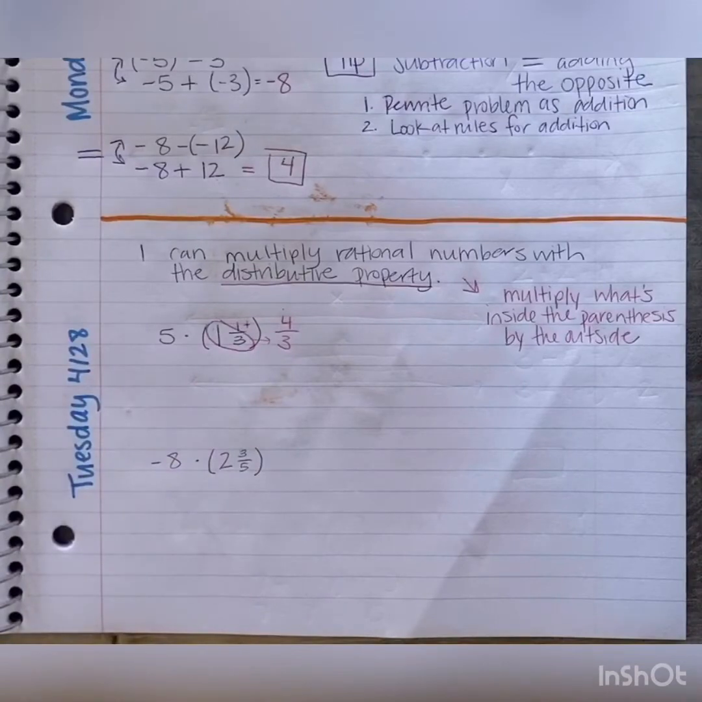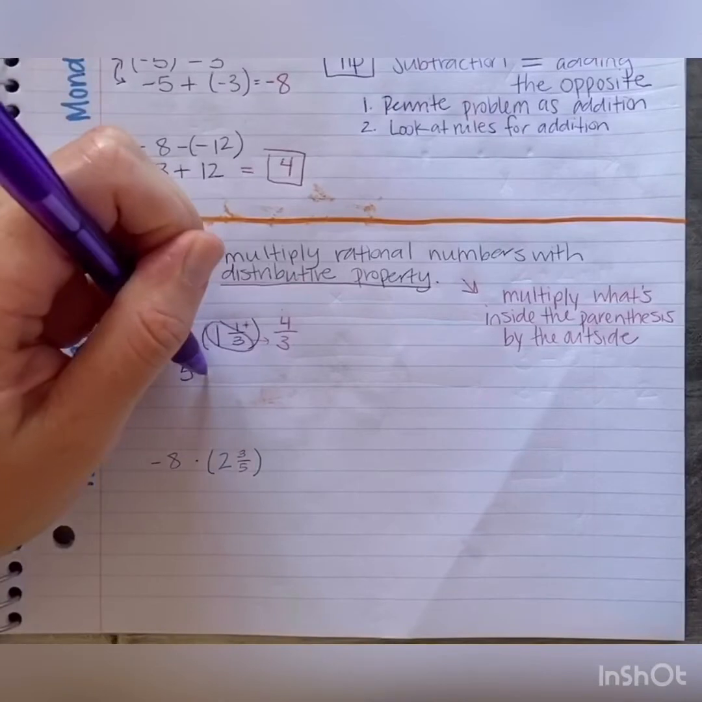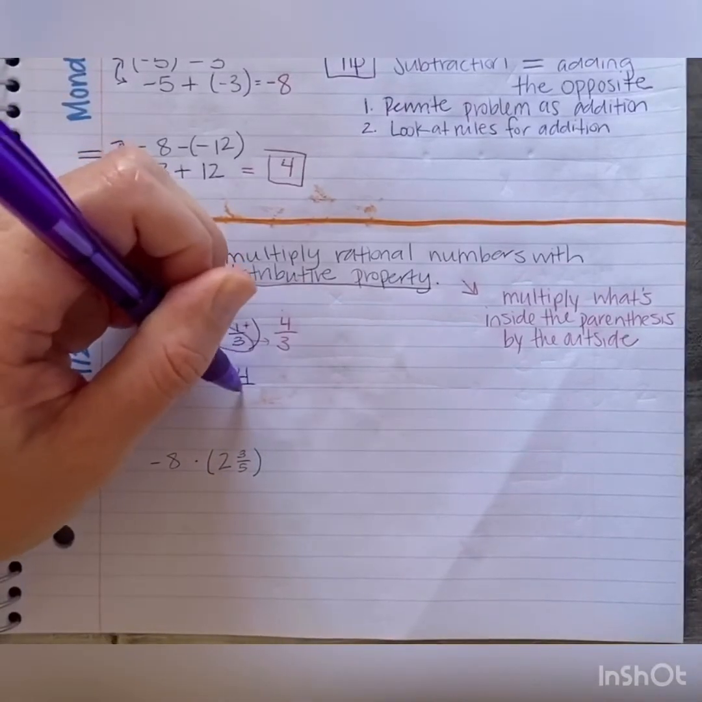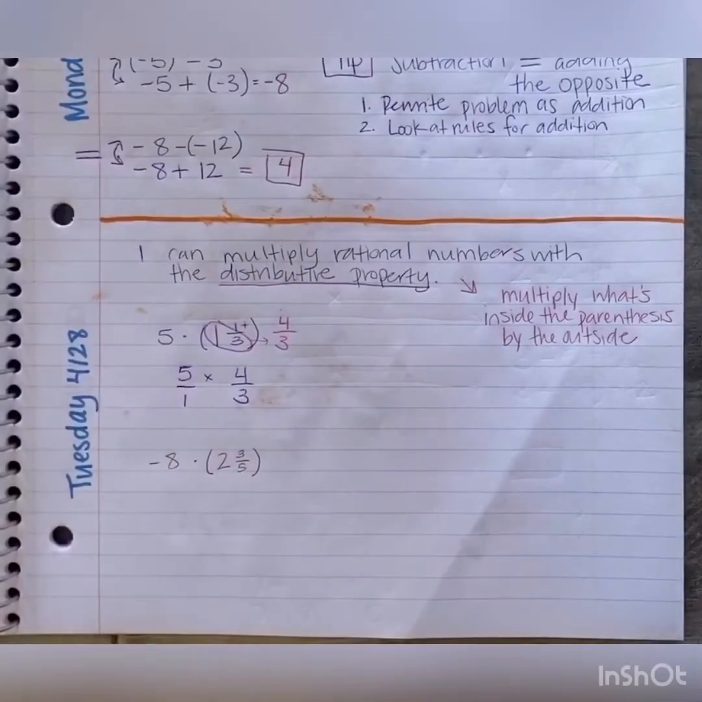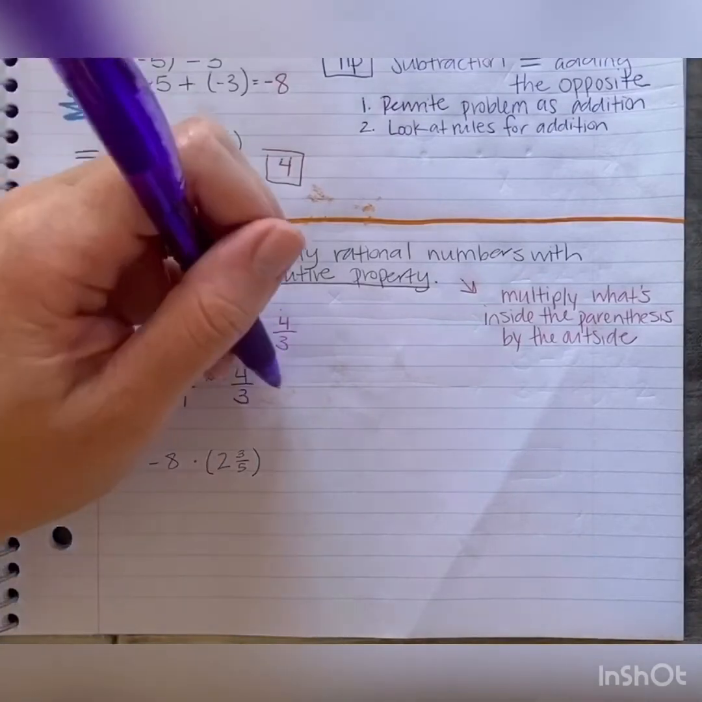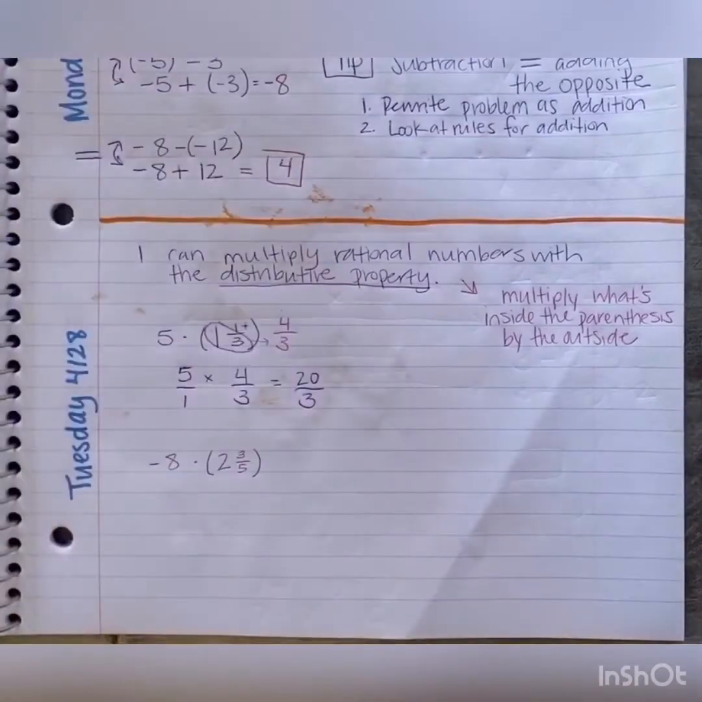Now when I multiply 5 times 4/3, we're really just multiplying fractions. Remember that 5 is the same as 5/1. So now I can just multiply straight across. 5 times 4 is 20. 1 times 3 is 3. So my answer is 20/3.